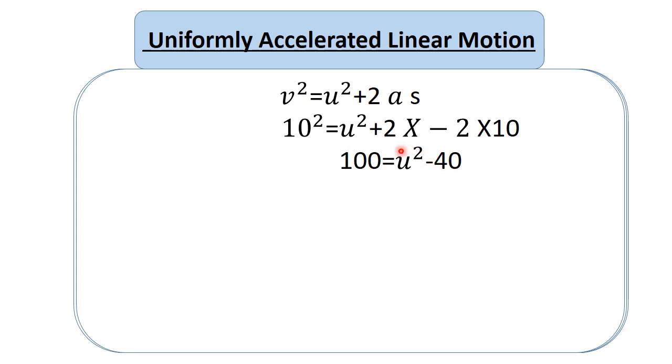Next, we take negative 40 to the other side. When it crosses the equal sign, it becomes positive. So we're going to have 100 plus 40 equals u squared. 100 plus 40 is 140 equals u squared. How do we get rid of the square so that we just have u? We square root both sides. When you square root, the square and the square root cancel. And here, square root of 140, if we have a calculator, we can punch, and we're going to get 11.8 meters per second as our initial velocity.